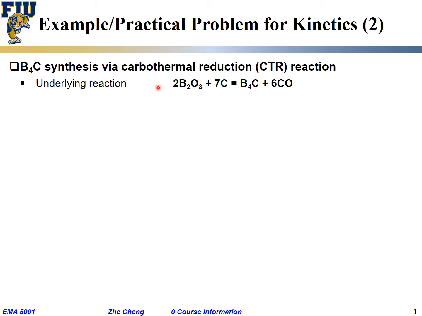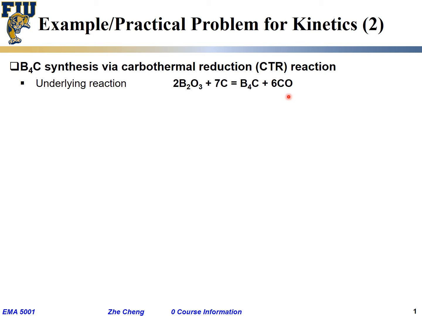So it's a reaction between oxide and carbon. Carbo-thermal means you have to heat the mixture up. Carbo means using carbon. Thermal means heat it up. And what are the reaction products? One is B4C, which is a ceramic inorganic phase. The other one is carbon monoxide, CO.